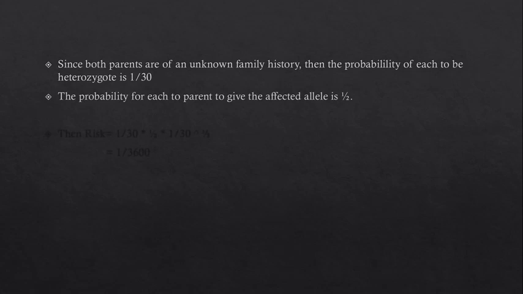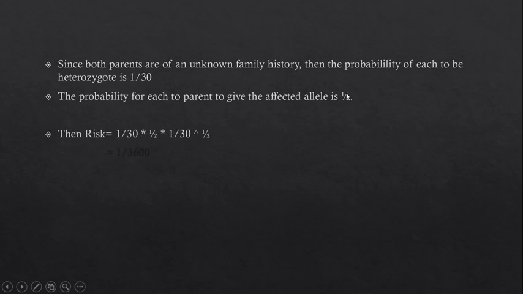In case they were hybrids, the probability for each parent to give the affected allele is definitely 1/2, because if the genotype of the parents is ND, let's suppose, then there is 1/2 probability that they will give their children the normal allele, and 1/2, or 50%, probability that they are going to give their children the allele carrying the disease. This is why we say 1/2.